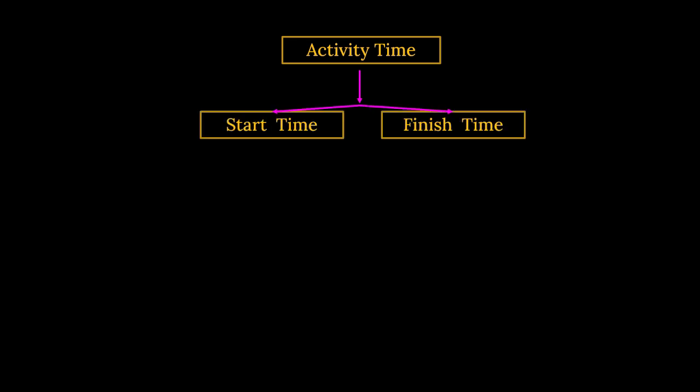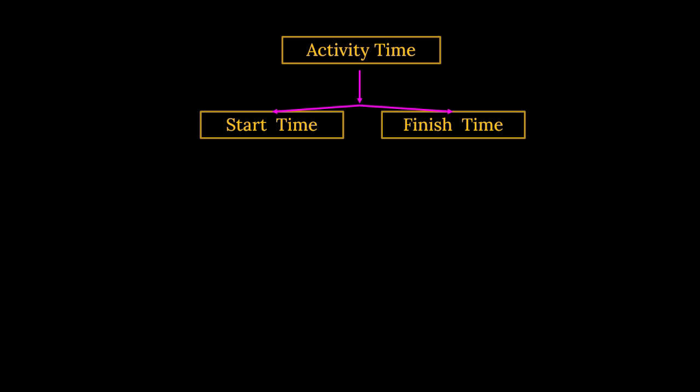Fine. Now we'll talk about activity time, because we are going to schedule, we are going to discuss scheduling. So activity time can be two times. One is the start time and the finish time. That means the activity will start and then it will be finished. So there is a start time and there is a finish time. But that is not all. There is more to it.